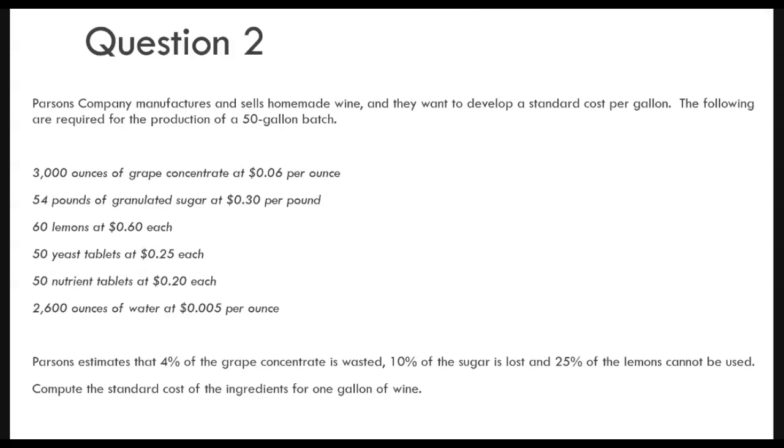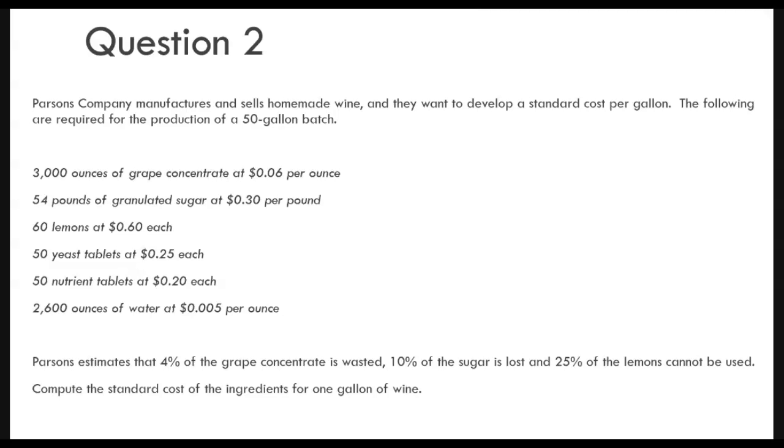Now, question number 2 gives us a lot of information here. It says Parsons Company manufactures and sells homemade wine, and they want to develop a standard cost per gallon. The following information is the recipe required for the production of a 50-gallon batch. So we have 6 different ingredients. We have grape concentrate, sugar, lemons, yeast tablets, nutrient tablets, and water. And we're told how much of each ingredient will be needed for 50 gallons.